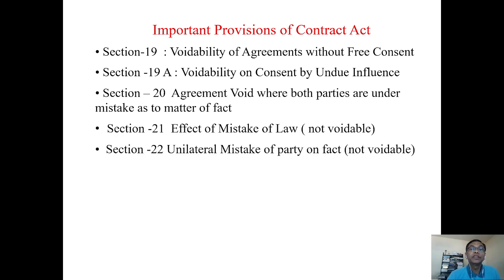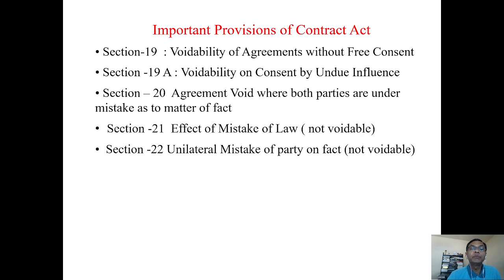Section 21 says a mistake of law does not make a contract voidable. Suppose you don't know what the law provision is, but you have entered into an agreement concerning that law. Ignorance of law is not an excuse in legal terms. Means you are supposed to know the subject matter of law. So ignorance of law is not acceptable. If there is a mistake of law, it is not voidable.